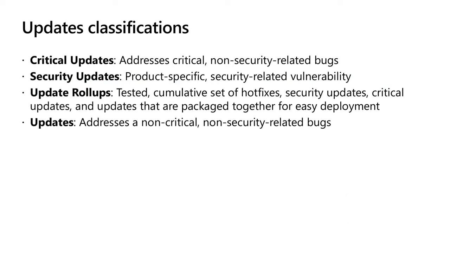Okay? Update classifications, right? This is important because oftentimes you're like, wait, what do I select in the update categories and stuff like that? Am I doing criticals? Am I doing security? Am I this and that, right? So I'm not going to get into explaining what they are. They basically address critical stuff. They address non-security stuff. They address hot fixes, and so on and so forth.